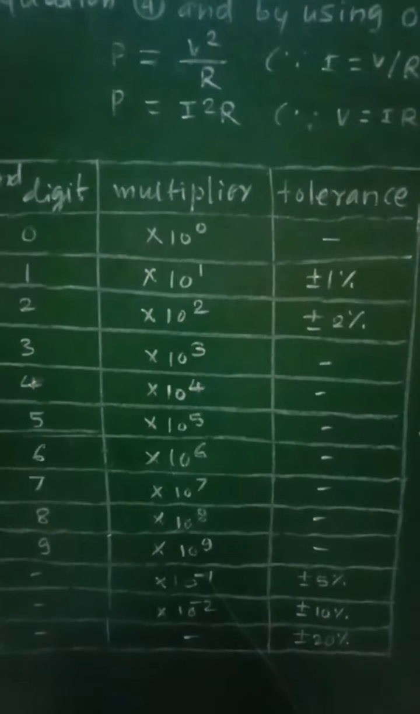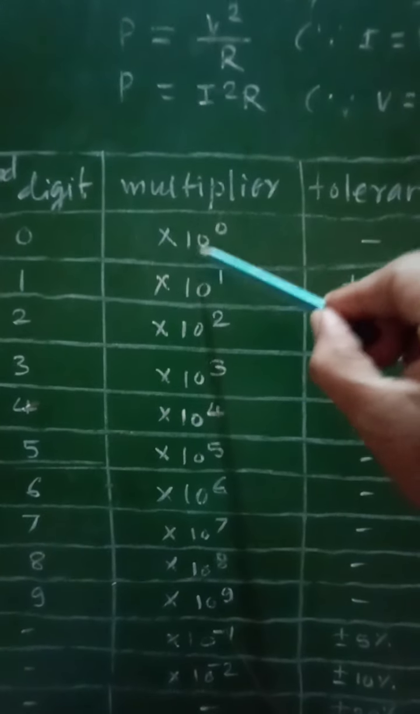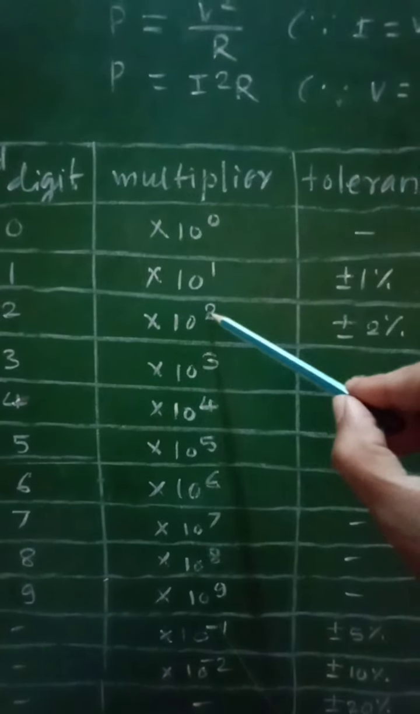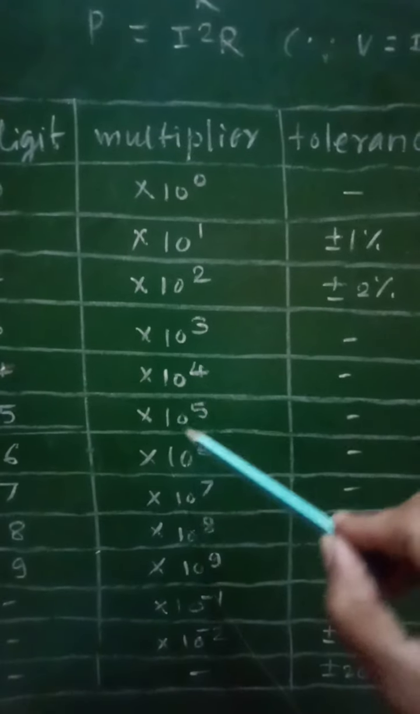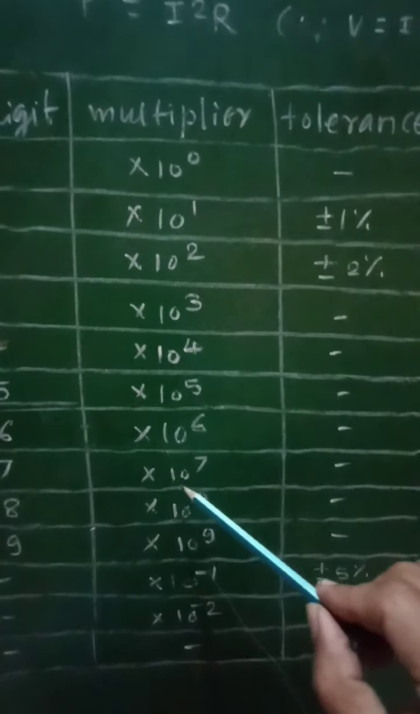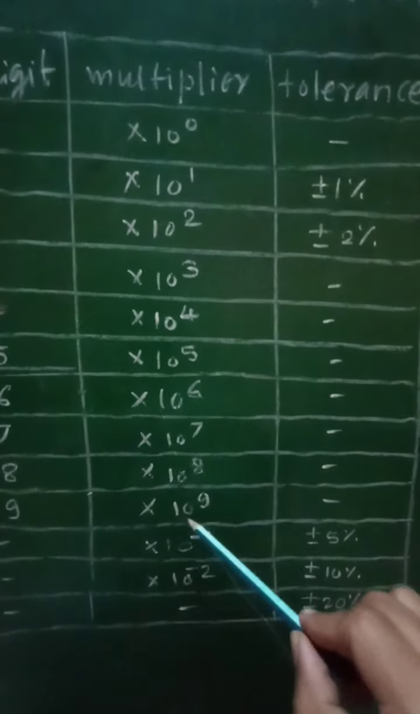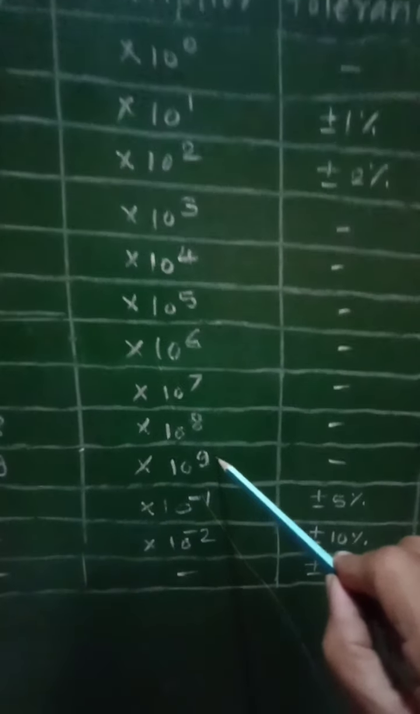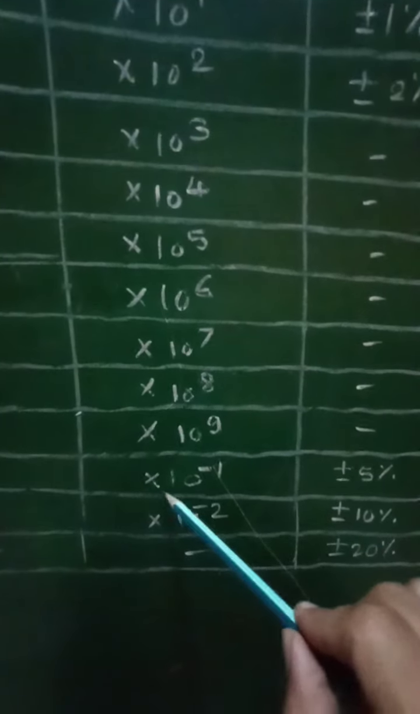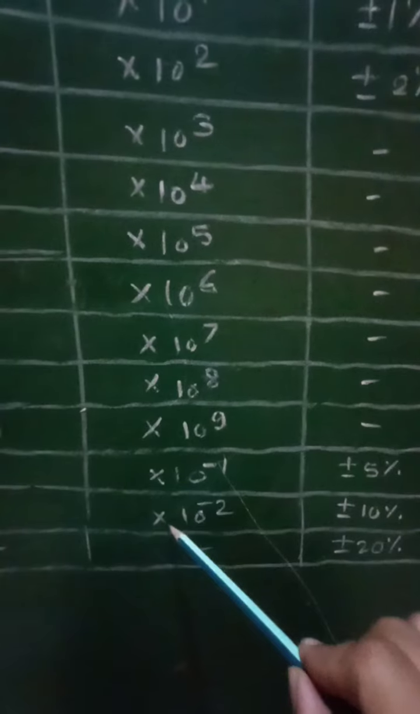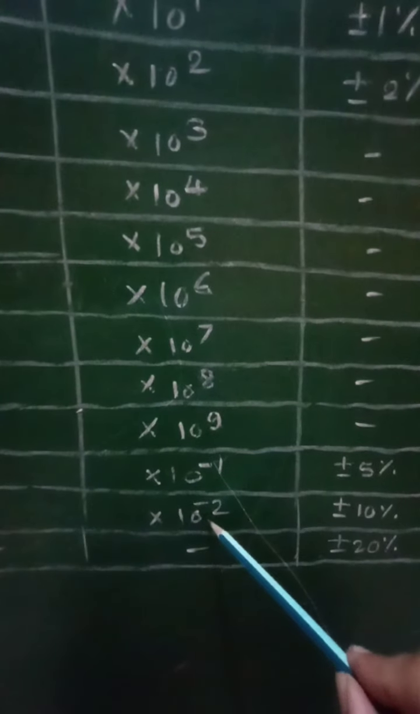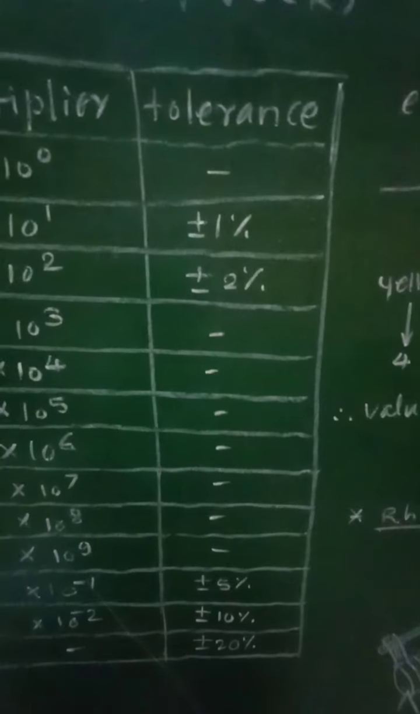Now if you consider the multipliers, then these multipliers are 10 raised to 0, 10 raised to 1, 10 raised to 2, 10 raised to 3, 10 raised to 4, 10 raised to 5, 10 raised to 6, 10 raised to 7, 10 raised to 8, 10 raised to 9 up to white. And for gold it is 10 raised to -1, and for silver it is 10 raised to -2. Then in the last column there is tolerance.